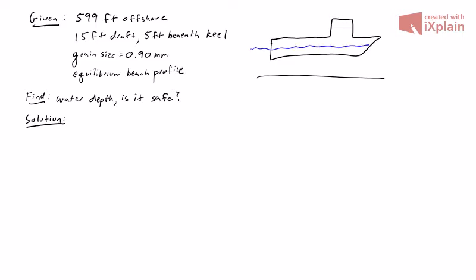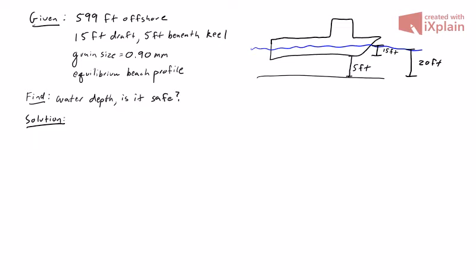So if this is your LCS, the ship has a draft of 15 feet. So the distance from the water line to the keel of the ship is 15 feet, and you need at least 5 feet between the keel and the bottom of the ocean. Therefore, we need at least 20 feet total of water. That's what we're looking for: is the water depth greater than or less than 20 feet?